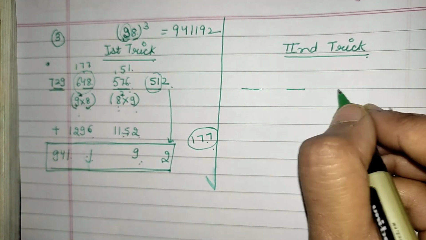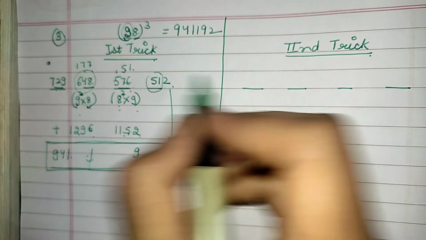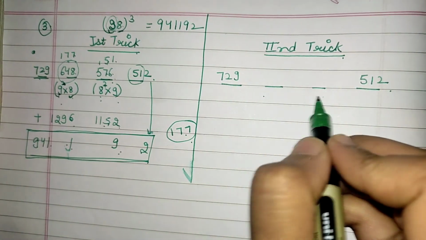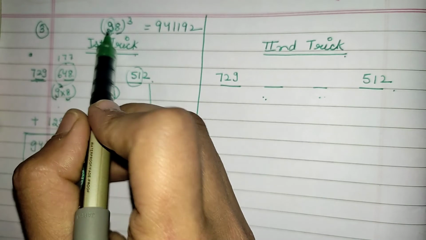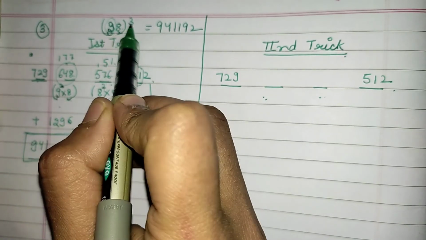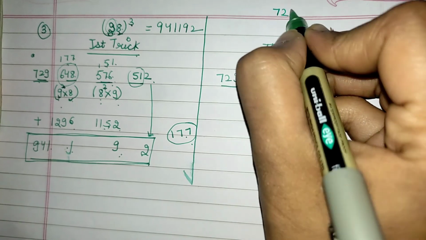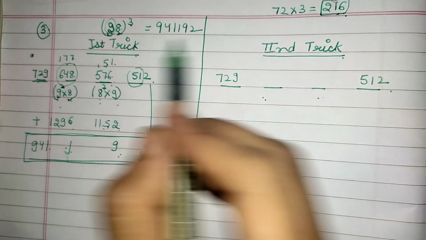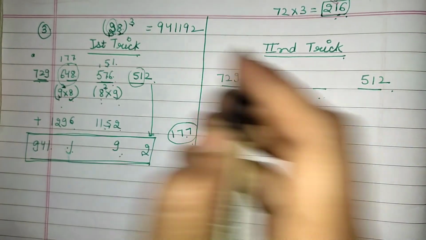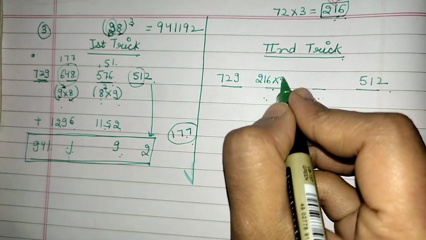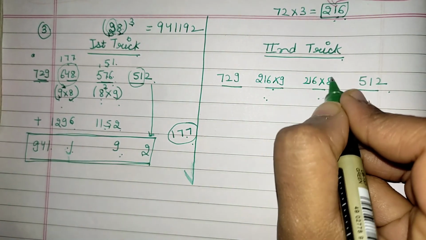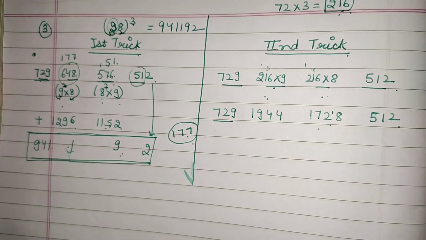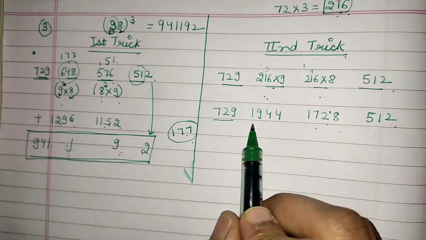Okay, so see the second trick. In the second trick, again you divide your answer into 4 parts, and the first part will be the cube of the first digit, and the last part the cube of the last digit. For the middle parts, I will simply multiply these three numbers. 9 8s are 72, and 72 into 3 will give me 216. Now I multiply 216 by 9, and then 216 by 8. So I will get 729 and 512 here, and these two values, 1944 and 1728.